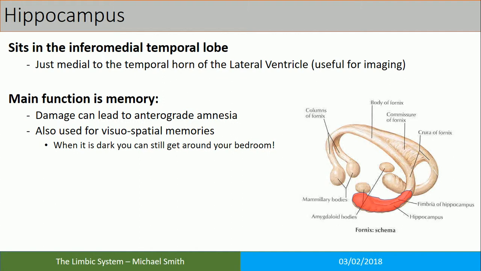Also, you use the hippocampus for your visuospatial memories. So think of the fact that when it's dark, you still know the vague layout of your bedroom, so you're able to walk from the light switch to your bed when you're going to bed at night.